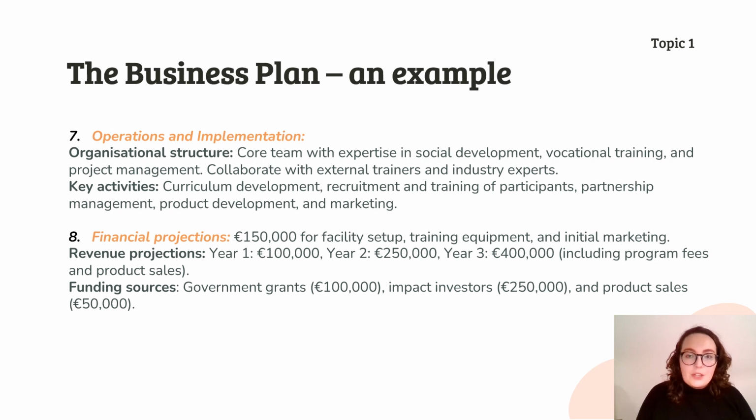Our financial projection is $150,000, and this includes costs for facility setup, training equipment, and initial marketing. The revenue projection from the first year is $100,000, which will increase to $250,000 in the second year and $400,000 in the third year, including programme fees and product sales. As funding sources, we expect $100,000 from government grants, $250,000 from the impact investors, and $50,000 from product sales.